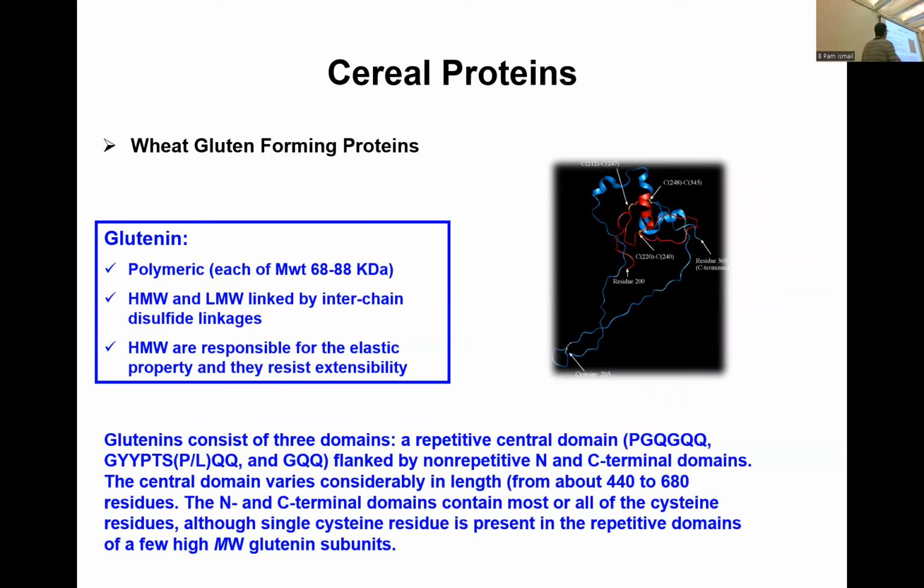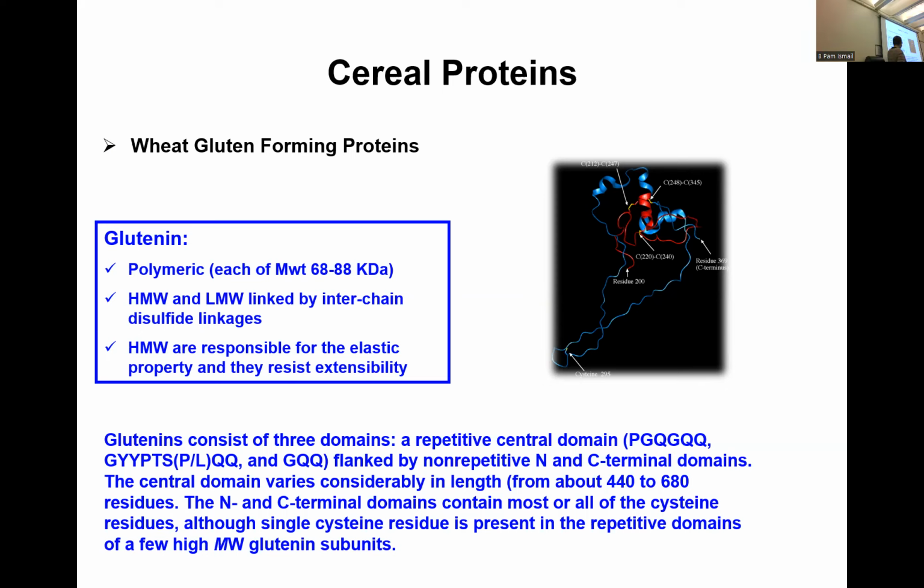Glutenin is polymeric, so it forms polymers via disulfide interchange. The monomers of glutenin are between 68 to 88. There are different monomers. We'll see them on a gel in a little bit. There are three main ones that we normally see on a gel under reducing conditions. Otherwise, they form large polymers through disulfide interchange. We have two types of glutenins, the high molecular weight and the low molecular weight, and they are linked via disulfide interchange. Now, there's a lot of homology within the amino acid sequence.